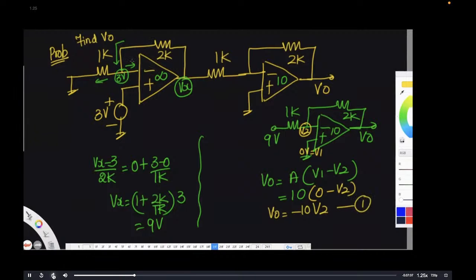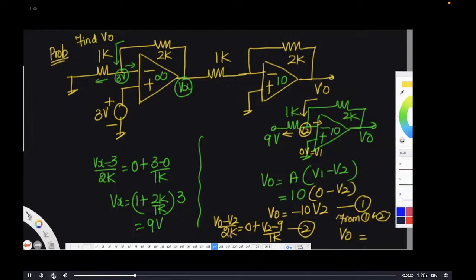Now you can see here we have applied a virtual ground. Both are same. Now the same KCL you can apply here also. Op-amp draws no current. (V0 minus V2) by 2K equal to 0 plus (V2 minus 9) by 1. So this is equation 2. In equation 1, you have V0 and V2. In equation 2, you have V0 and V2. So from 1 and 2, you can find V0.